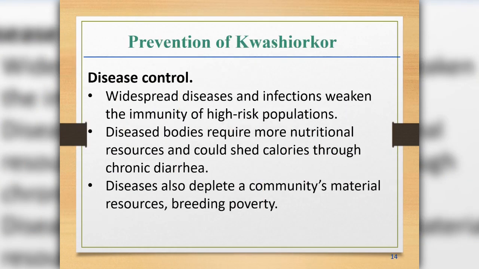And disease control is a third preventive measure. Widespread disease and infection weaken the immunity of high-risk populations. Diseased bodies require more nutritional resources and could shed calories through chronic diarrhea. Disease also depletes a community's material resources, breeding poverty.